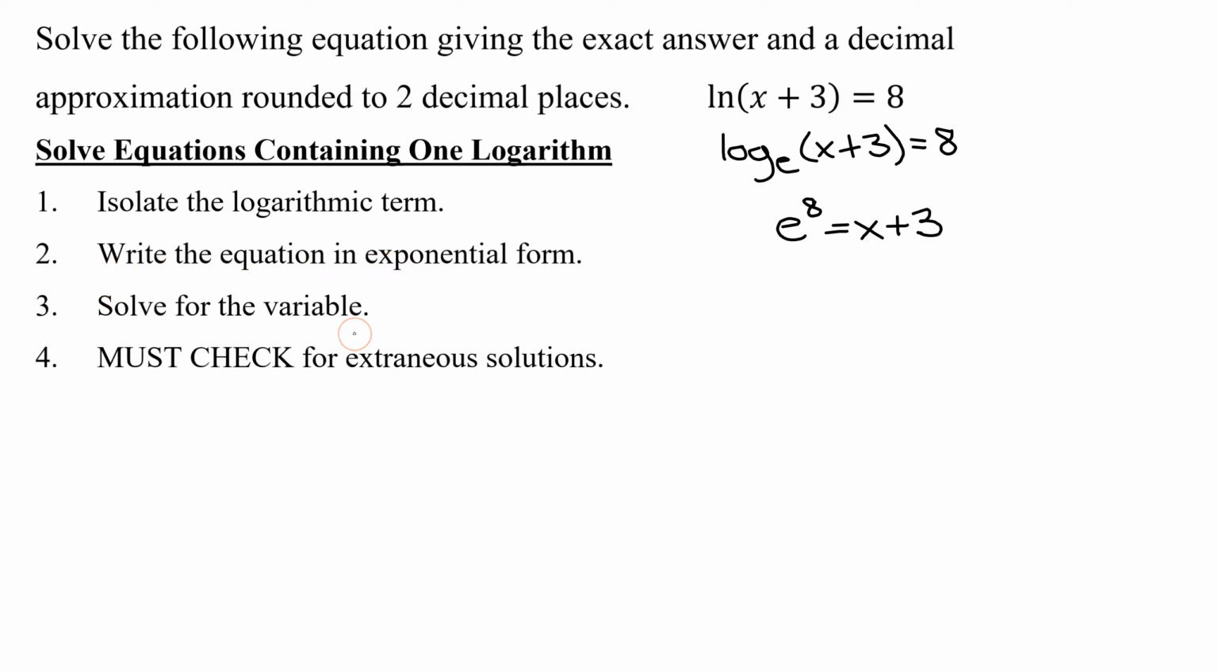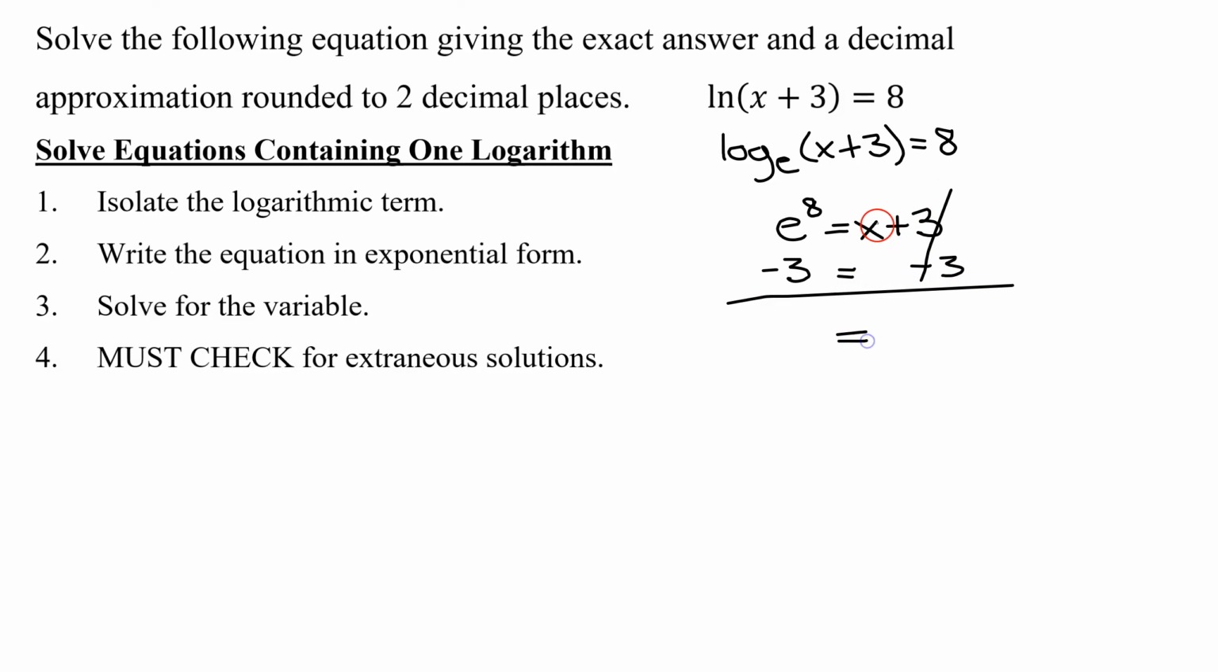Now I need to solve for the variable. Notice I've gone from a logarithmic equation to what type of equation is this? E to the 8th is just a number. So this is a linear equation in x. So to solve for x, all I have to do is subtract 3 from both sides of my equation.